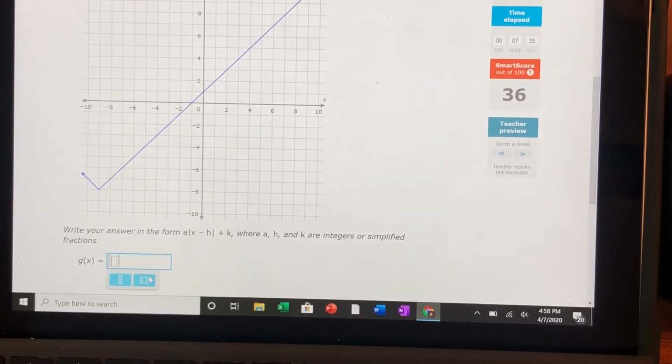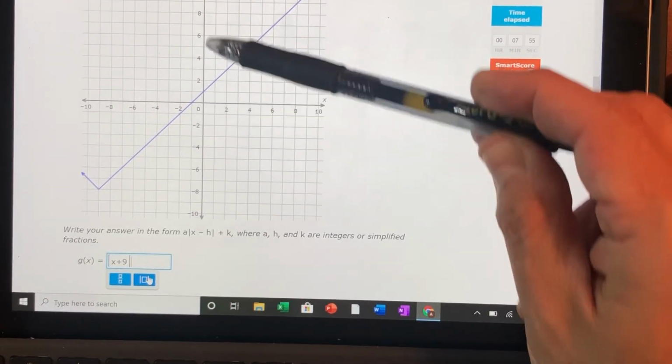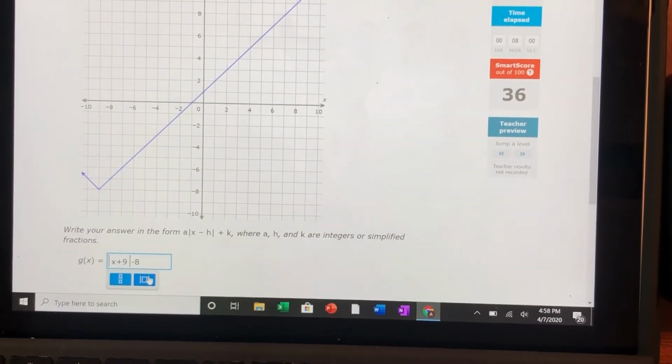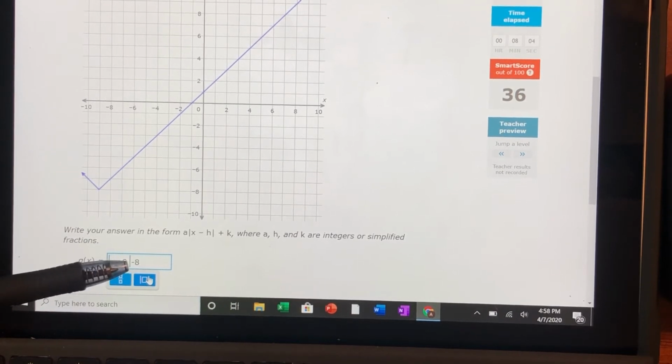Shifting to the left 9 units is going to be x plus 9. Remember, the left and right is kind of the opposite of what you would think. You would think left is negative, but it's actually plus when it's inside the absolute value symbols. So this is going to be x plus 9 on the inside, and then on the outside is where we put our vertical shift. In this case, we're going down 8, so that's going to be minus 8. So you can see we've got a horizontal shift 9 units to the left and a vertical shift 8 units down.